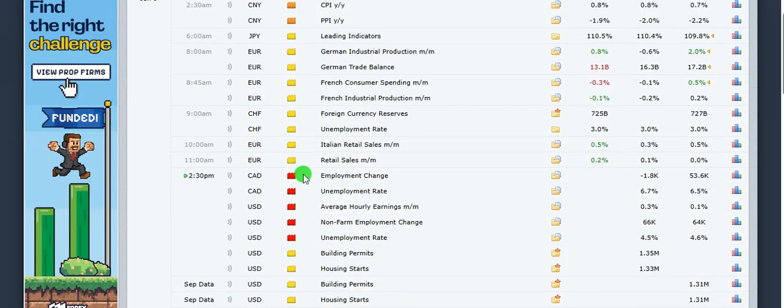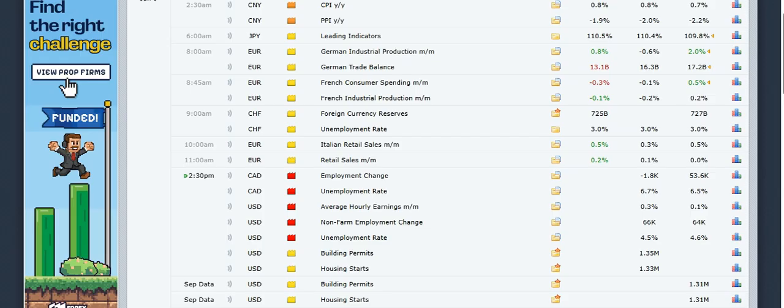As you can see, first we have the Canadian major news, followed by the Canadian employment change, then the NFP. Even before the NFP, we have the average hourly earnings, and then the NFP with the non-farm employment change, and another USD news, the unemployment rate. Understand that these major news are all coming at the same time, so you might see a spike up, then a spike down, a spike down, and a spike up. But let's go to the chart and see what the technical is saying.